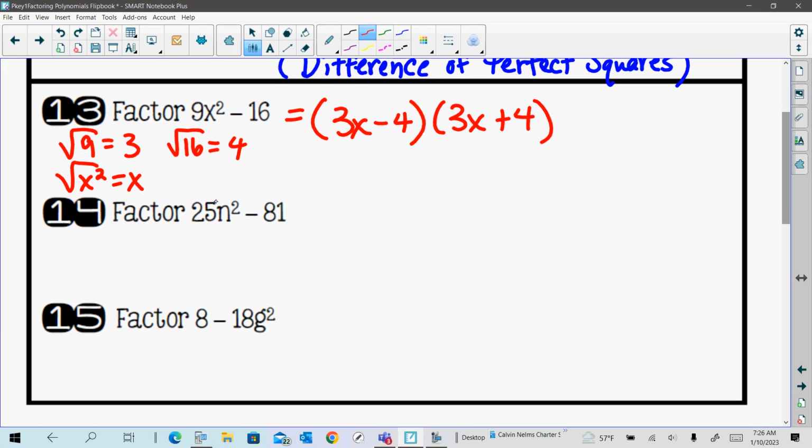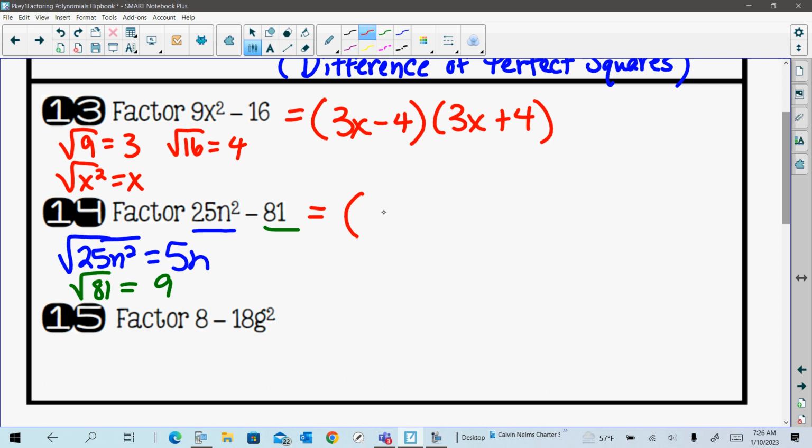So like I can take the perfect square of this first term all at once. 25n squared comes out to be 5n. 81 is a perfect square. The square root of 81 is 9. So my answer here would be 5n minus 9 and then 5n plus 9. So if you just recognize right off the bat, then you can just take the square root of each number and just put 1 plus and 1 minus.